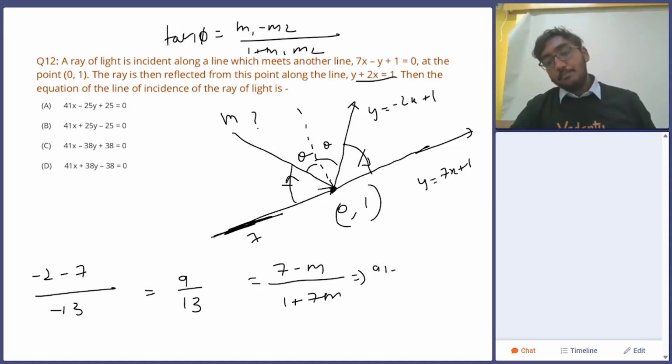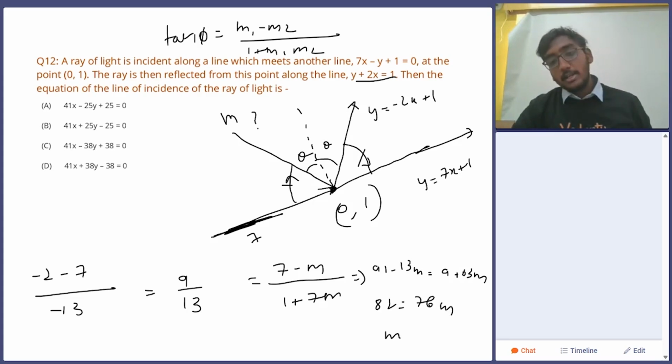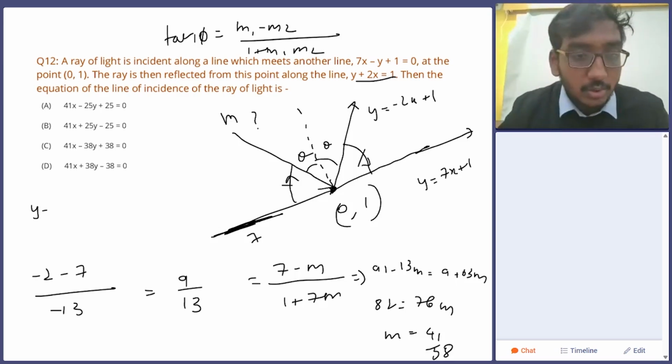91 minus 13m equal to 9 plus 63m, right? So 82 will be what? 76m, right? m will be 41 upon 38. So you know to write the equation if slope is known: y minus y1 is m into x minus x1.